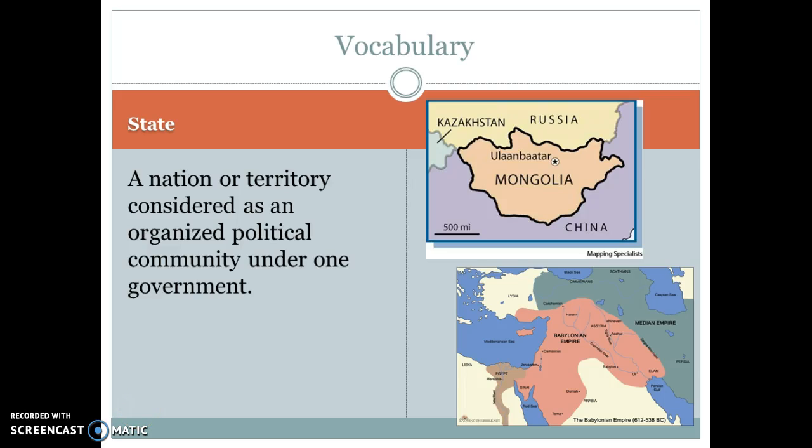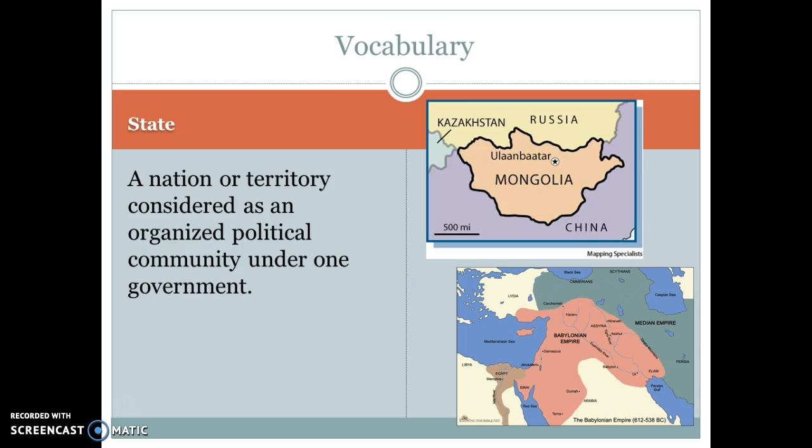All right, guys, our first vocabulary term you see up there is a state. A state is, according to dictionary.com, a nation or territory considered as an organized political community under one government. A simple way to say this would be a state is an area of land with borders under one government. An area of land with borders under one government.